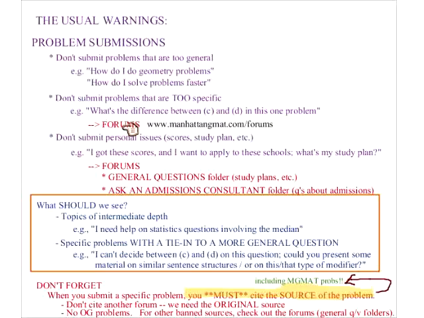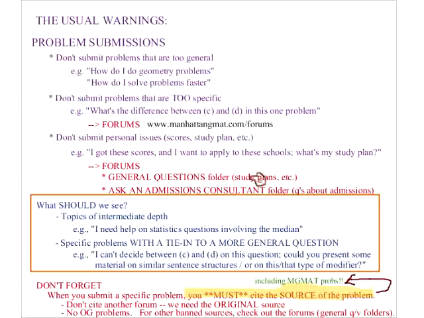Also, some people this week submitted personal issues. Please don't do that. In other words, please don't ask about your own study plan or anything like that. The forums are for this too. So if you have, here's my score, here's my goal score, what's my study plan, we have the general questions folder on the forum for that purpose. So please post your question in the general questions folder.